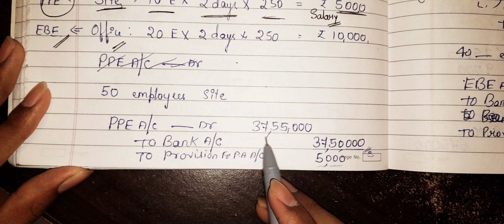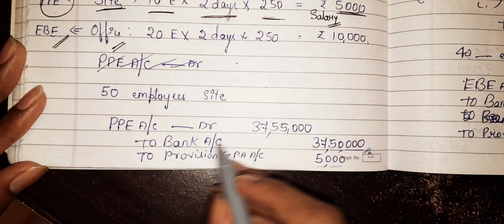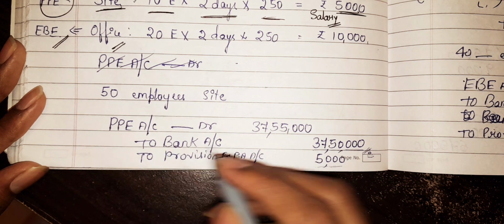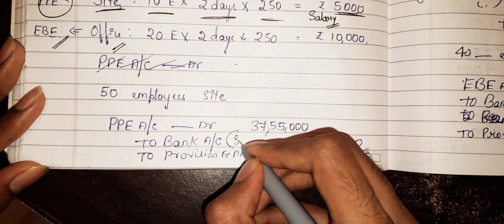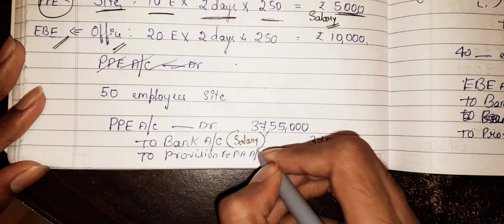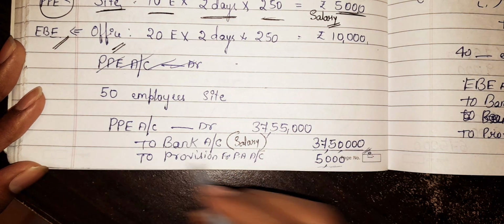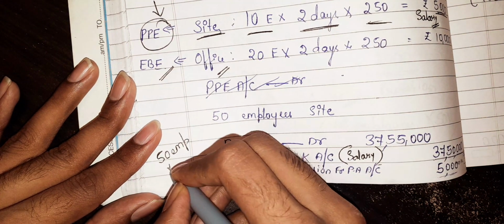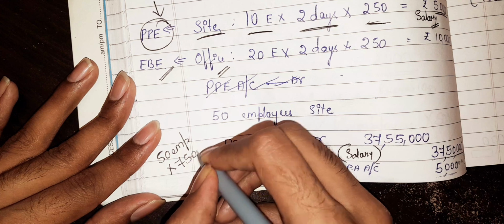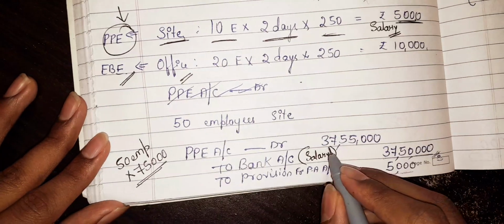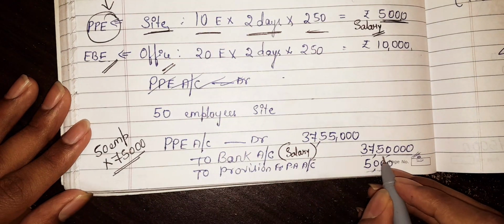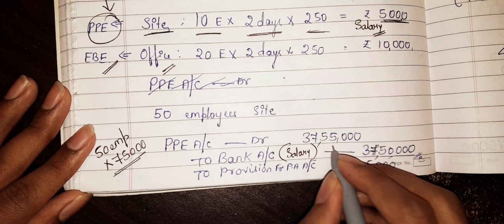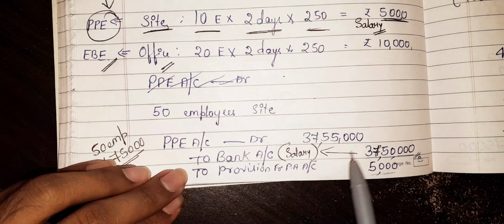75,000 PPE account debit to bank account, to provisions account. To bank account is salary, whatever the salary they have paid for the employees. So total 50 employees into 75,000, if you do, you will get 37,50,000. That is the salary for the 50 employees who are working in site.